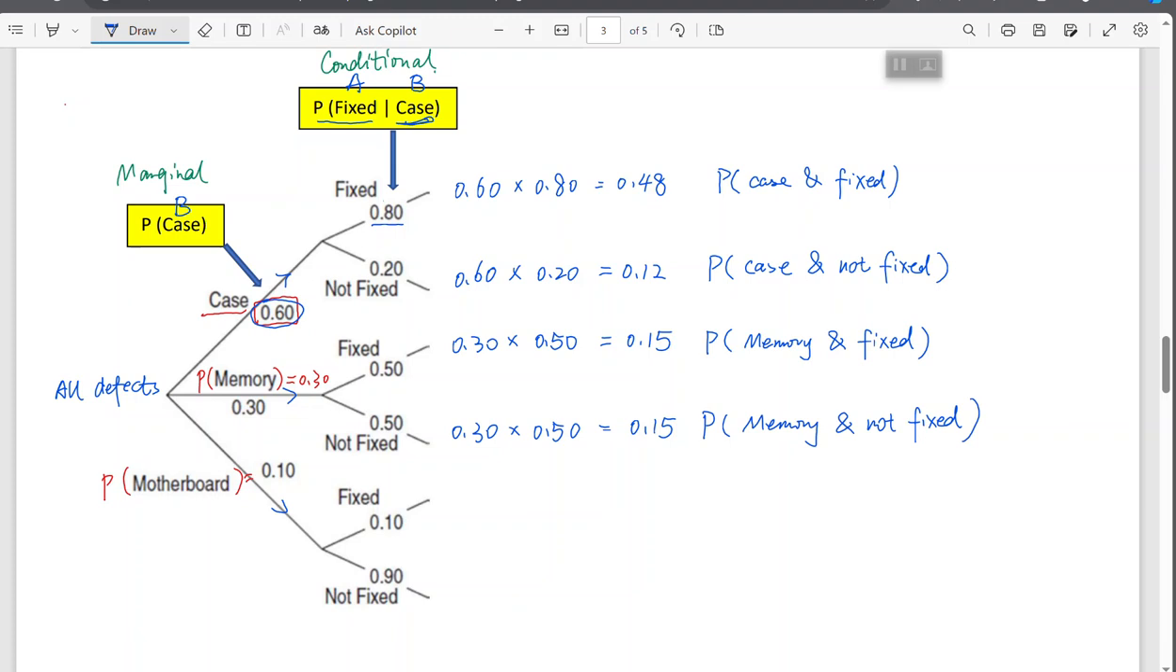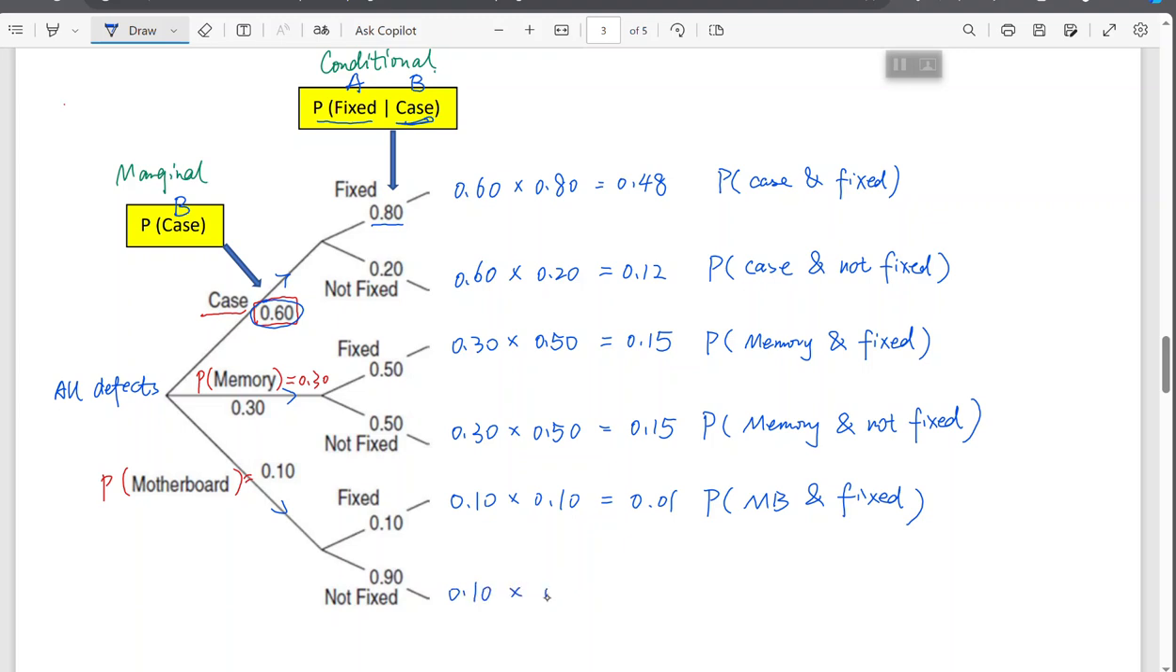All right, the last case. If we use this 0.10 times this conditional 0.10 again, which is 0.01, right? So this is the probability that it is a motherboard problem and gets fixed. Then the other way, we have 0.1 times the conditional 0.90, so that we have 0.09, which is a motherboard problem and not fixed.